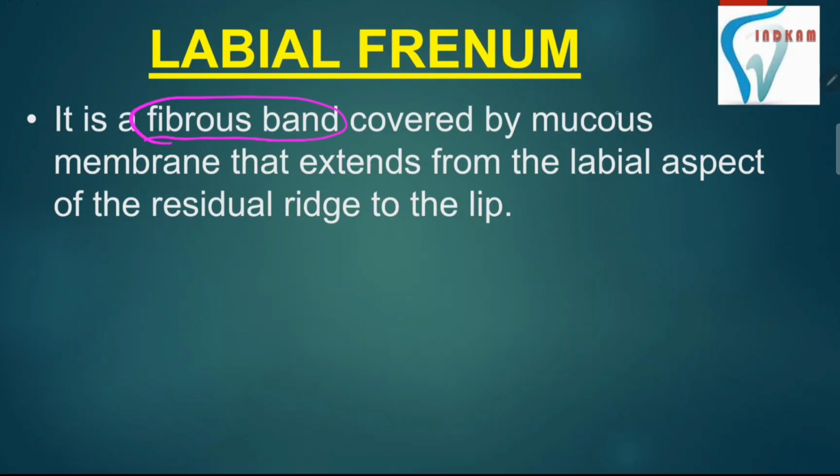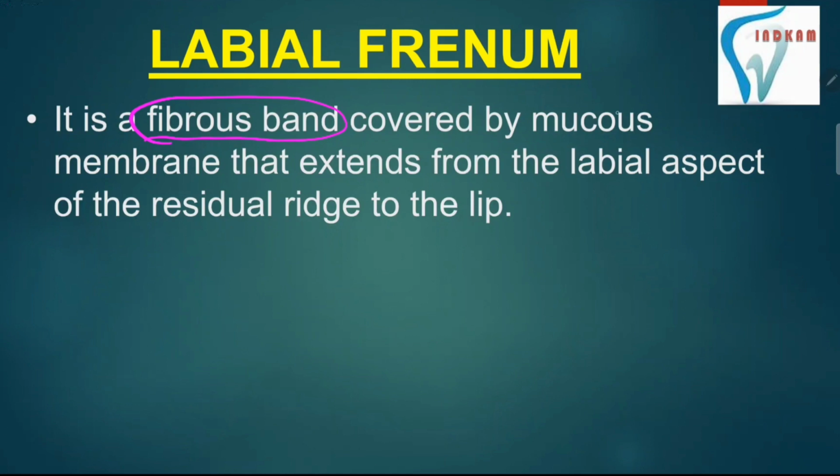Labial frenum has no muscle fiber, hence it is a passive frenum. A V-shaped notch should be recorded during impression making. This V-shaped notch is required to be left during impression making and while making the cast, because if we do not leave this V-shaped notch, then the denture can be easily displaced during masticatory motion.